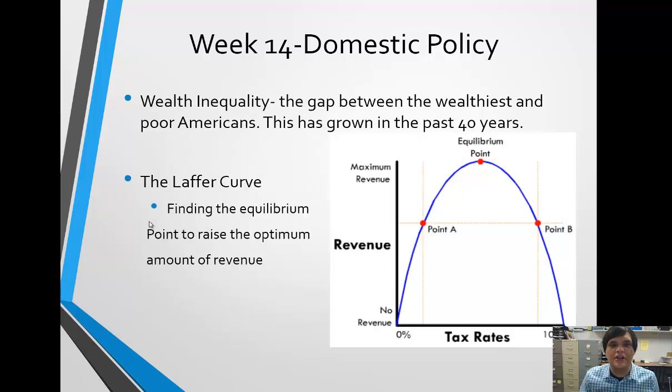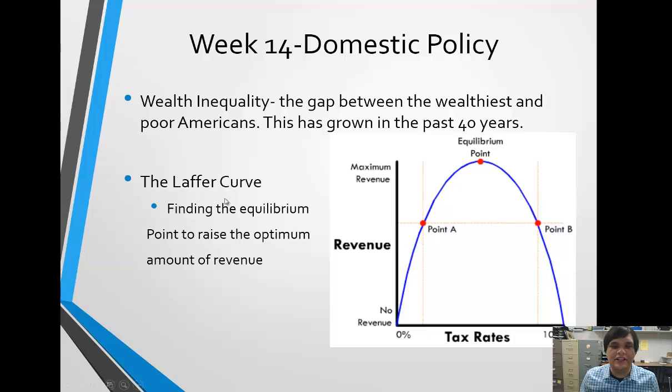All right. Also with tax policy, fiscal policy, we talked about wealth inequality. We talked about the gap. I showed you guys that video real quick. And so just know that wealth inequality is basically just the gap between the wealthiest and the poorest Americans. And the wealth inequality has really grown in the past 40 years.